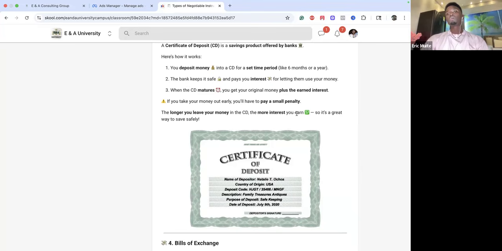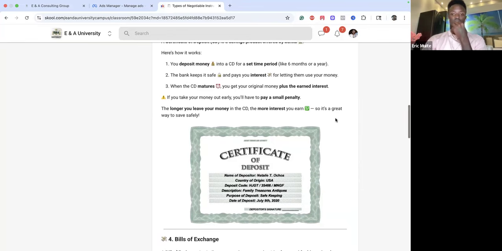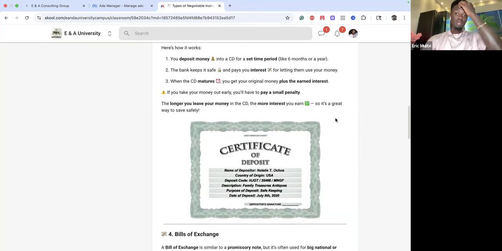The longer you leave your money in a CD, the more interest, and it's a great way to save safely, right? And so, ideally, it'd be better to have a certificate of deposit than it is to have cash, right, in the bank. A certificate of deposit is different, and two, you're earning more interest on it.